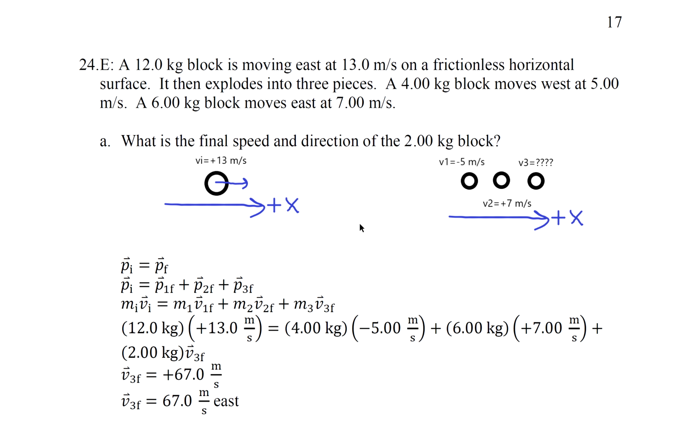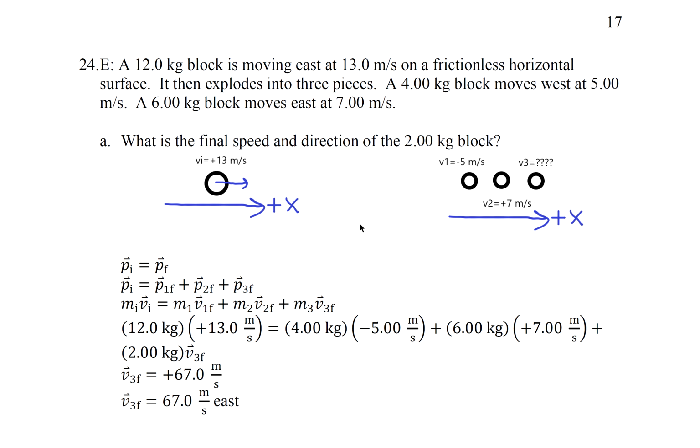Question 24. A 12 kilogram block is moving east at 13 meters per second on a frictionless horizontal surface. It then explodes into 3 pieces. A 4 kilogram object moves east at 5 meters per second. A 6 kilogram object moves, a 4 kilogram object moves west at 5 meters per second. A 6 kilogram object moves east at 7 meters per second.